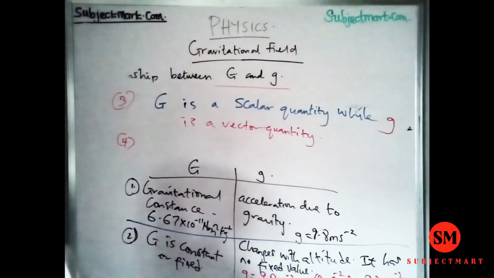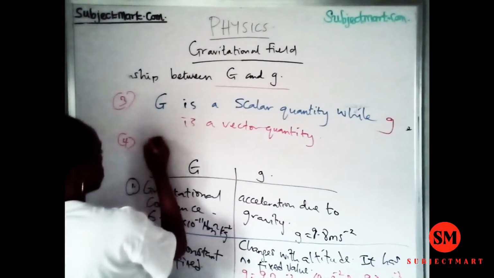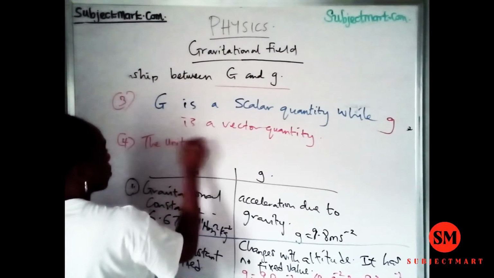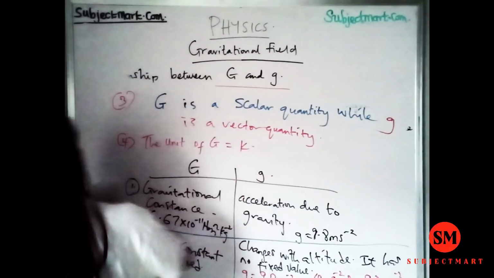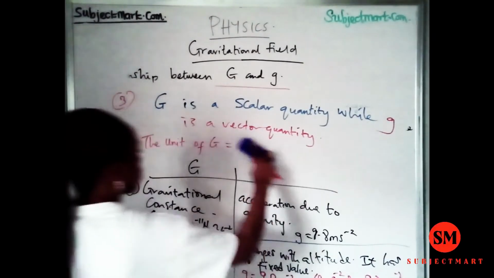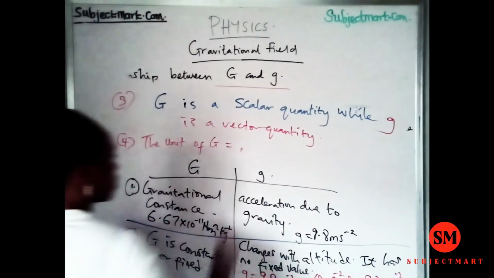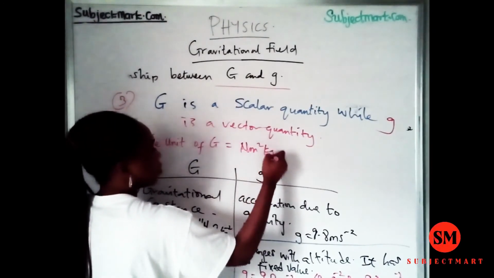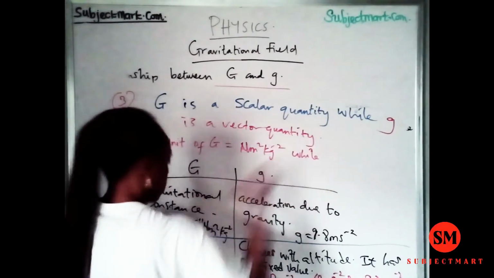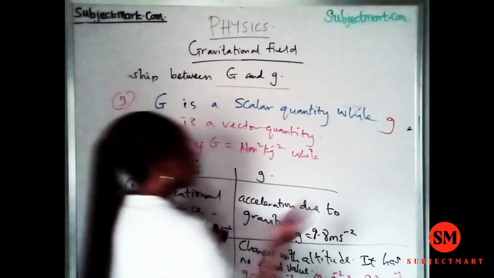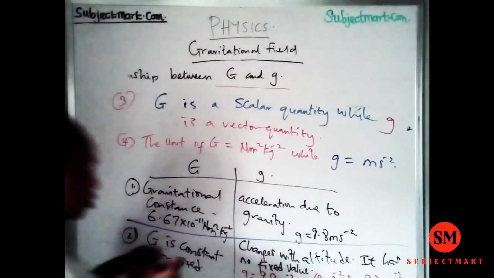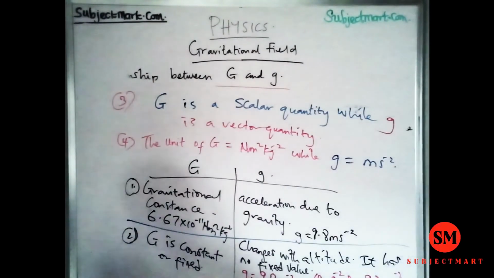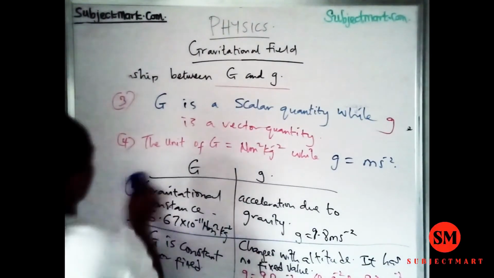And the last one I will be talking about is in terms of their unit. The unit of capital G is Newton meter squared per kilogram squared, while small g is meter per second squared. So very important, I would like us to take note of those differences.